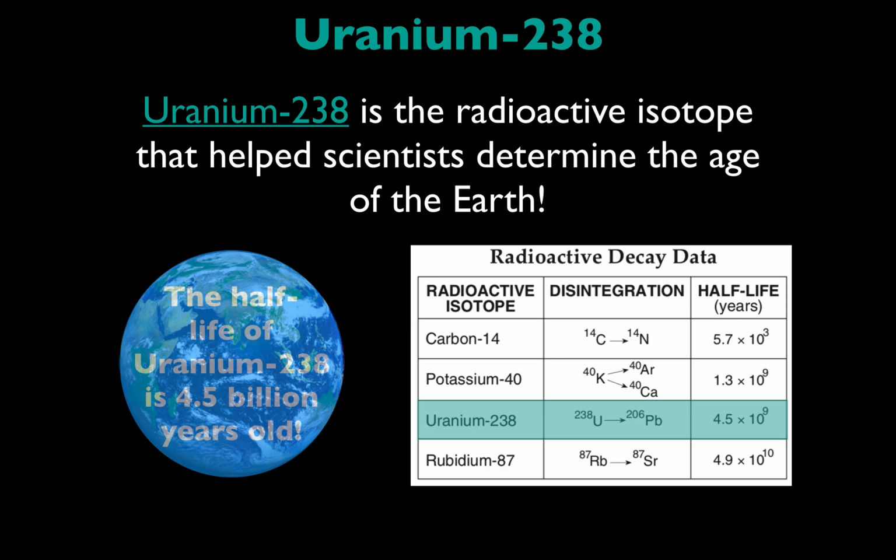Uranium-238 is a really abundant isotope that is found within rocks in Earth's crust. So we can use those rocks, look at the uranium-238 in those rocks, and use that half-life of 4.5 billion years to help estimate the age of the Earth.